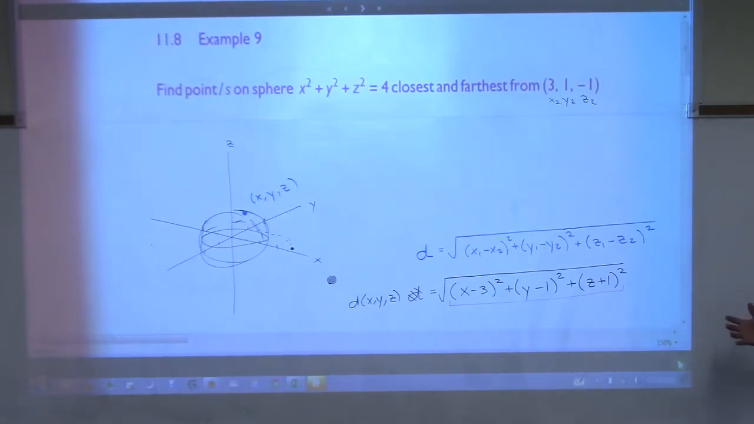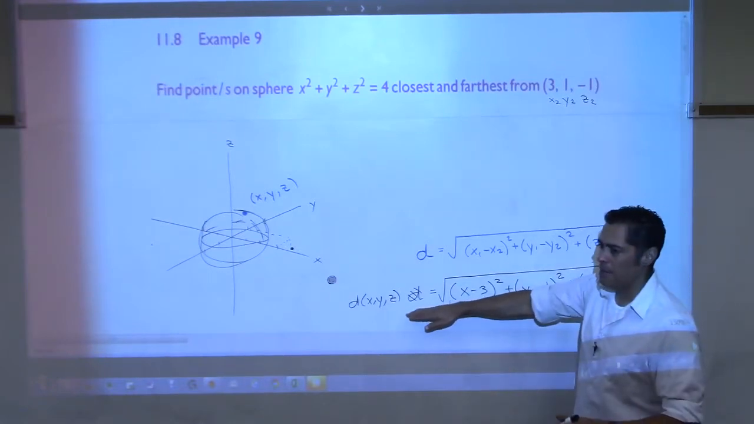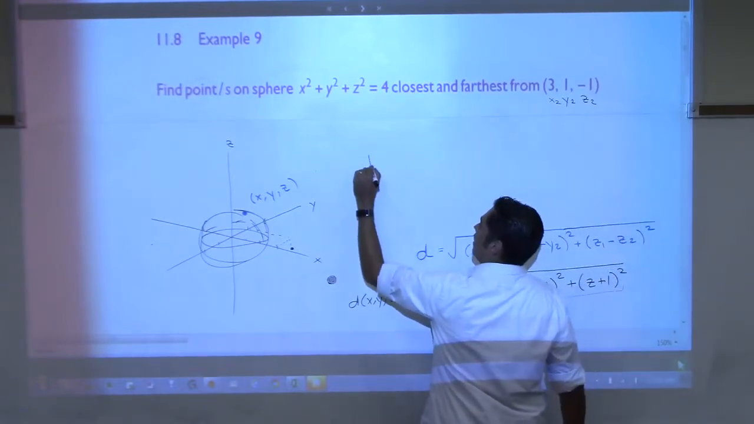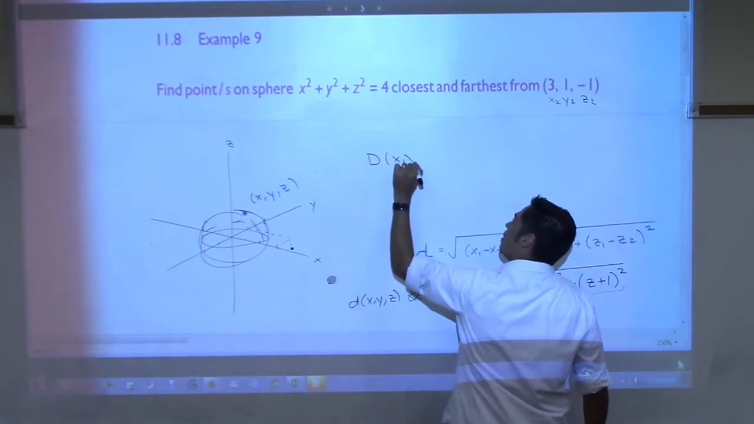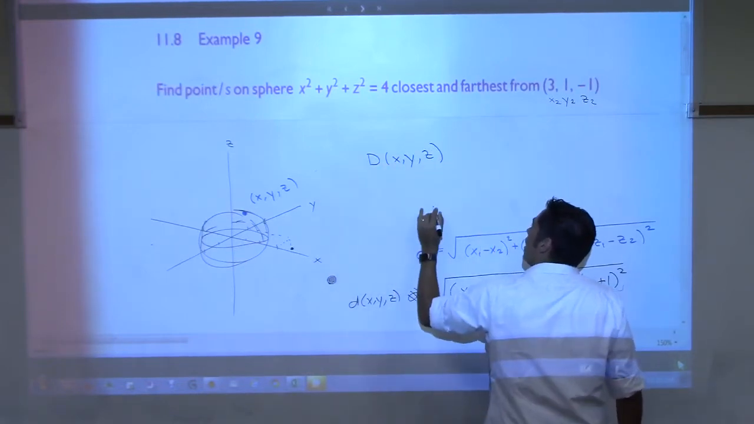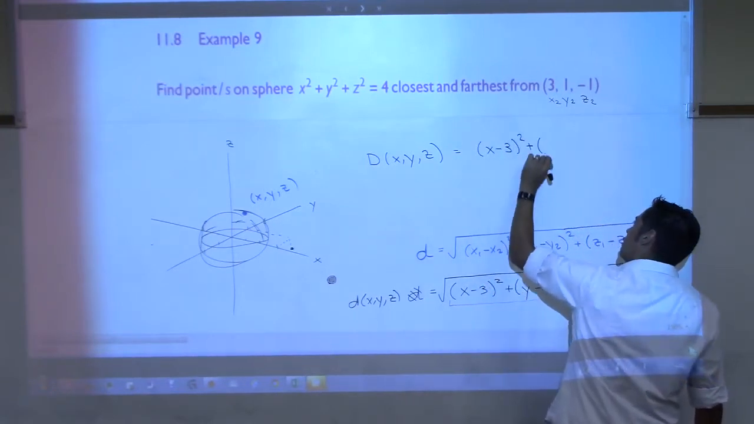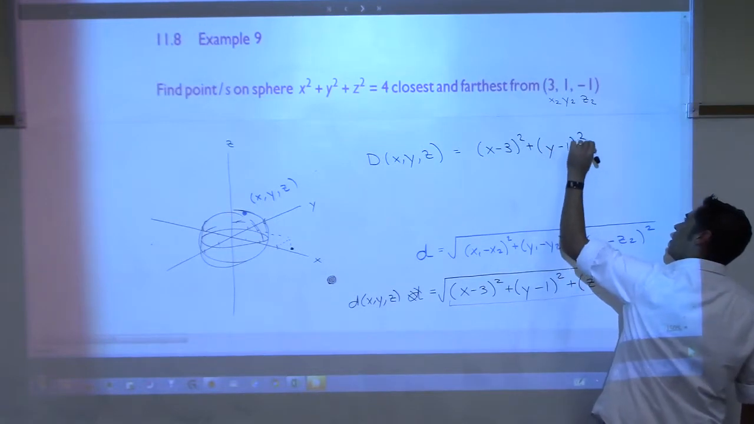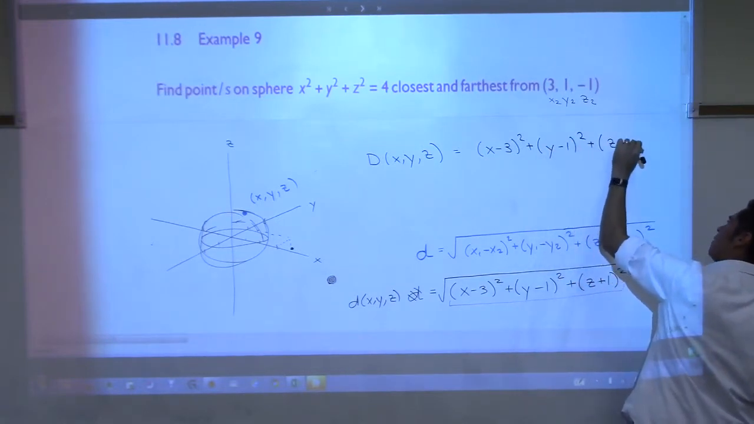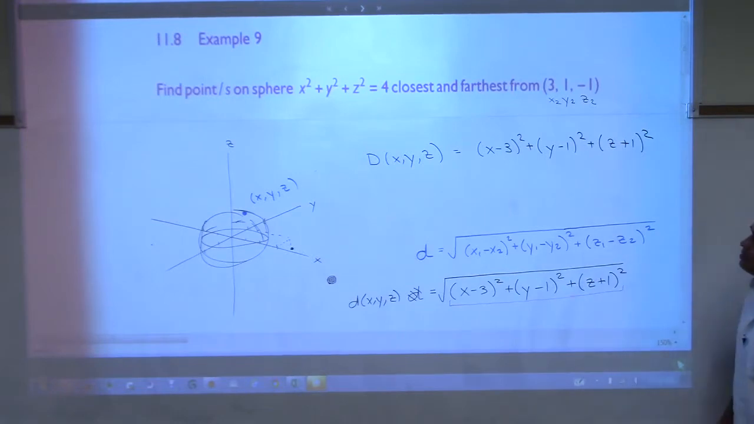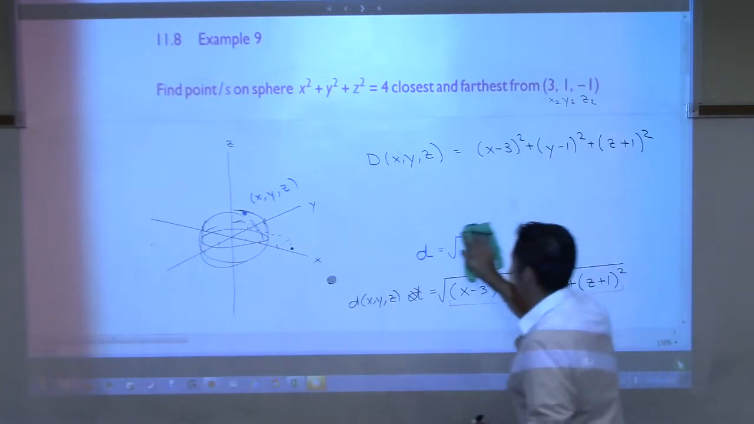So what I'm going to do to make our lives easier is we're not going to look at little d. I'm going to change the name of it. We're going to look at capital D. Capital D is a function of x, y, and z, and it is just x minus 3 squared plus y minus 1 squared, and then plus z plus 1 squared. And that is our, do you remember what we called that? The function we're trying to find the max and min of? I had a name for it. Objective function. This is our objective function, all right? So this is the objective function.